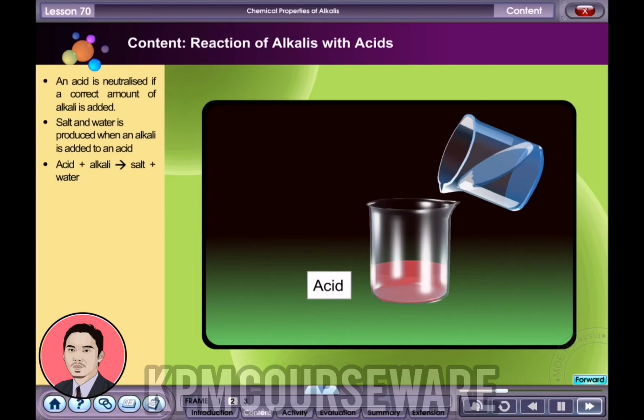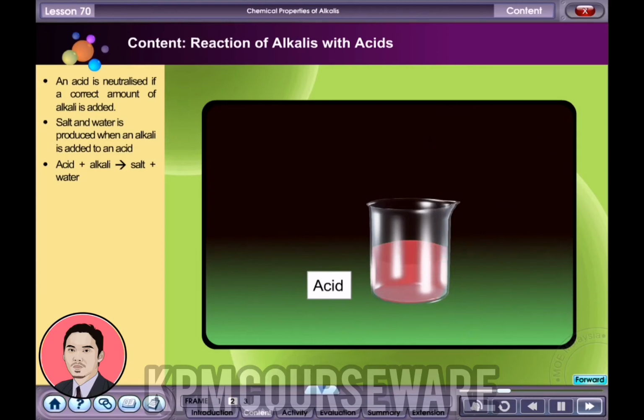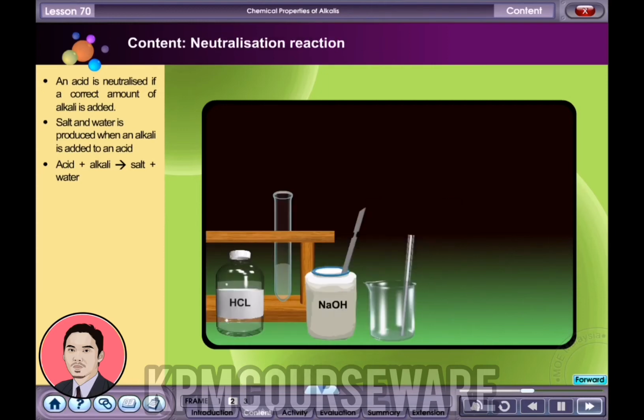Now, add alkali slowly and note what happens. The universal indicator changes color from red to green as alkali solution is added to the acid. The acid is now a neutral solution. Can you guess what will happen if more alkali is added? What are the products formed when an acid is neutralized by an alkali?